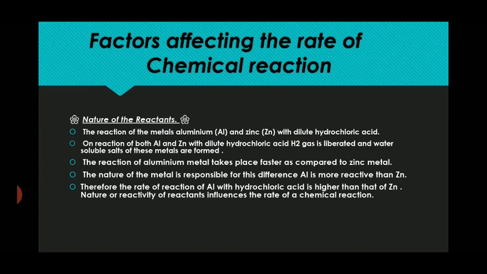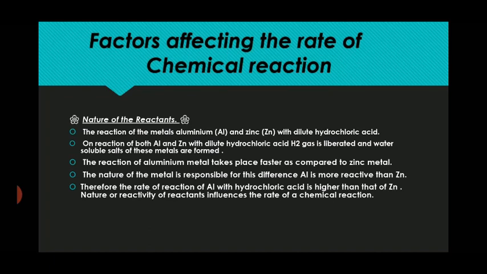So first come to the nature of the reactants. The reactions of the metals aluminum and zinc with dilute hydrochloric acid. That means we have to take the metals aluminum and zinc, and we have to take dilute hydrochloric acid, and we have to put both in the hydrochloric acid. So what will we get? We will get both reactions. H2 gas is liberated, and the water soluble salts of these metals are formed.